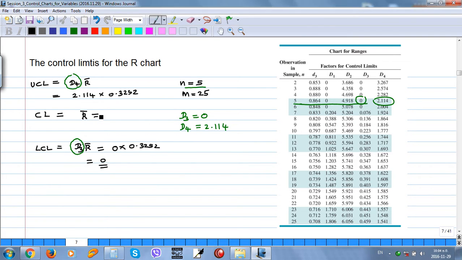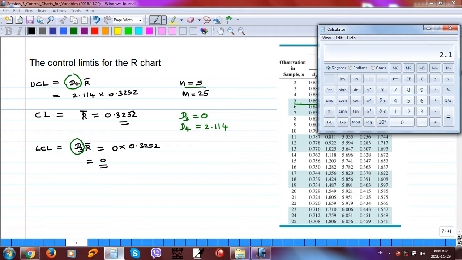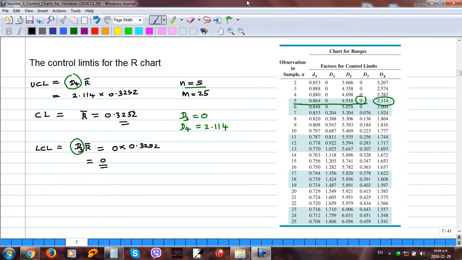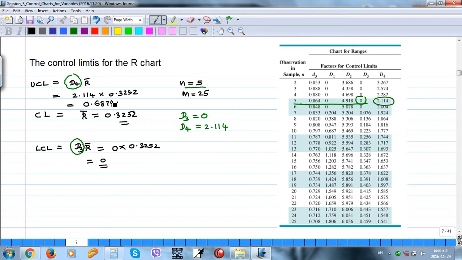The center line is R bar, which is 0.3252. And now we need to find this value: 2.114 multiplied by 0.3252, and the answer comes as 0.6874. These are the control limits for the R chart. R chart means the range values.